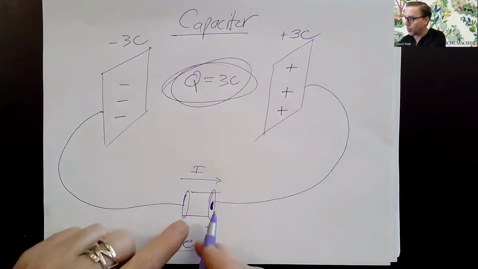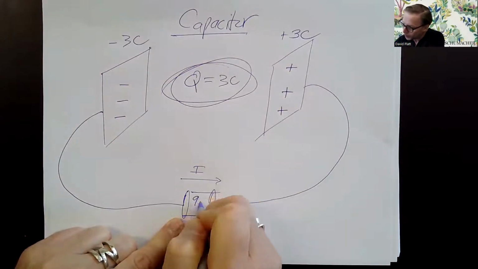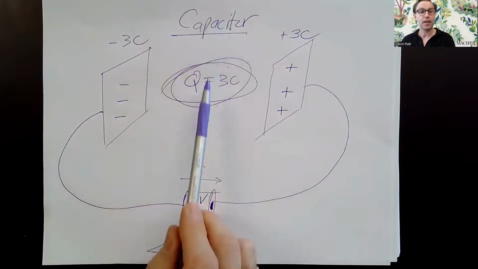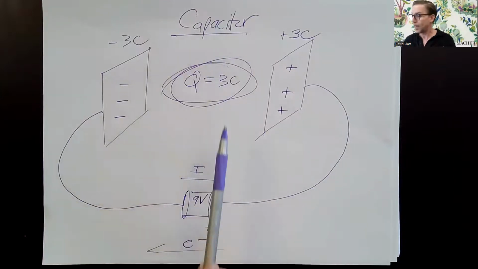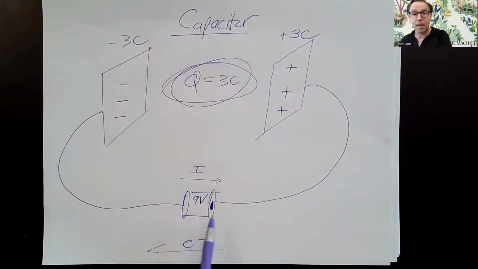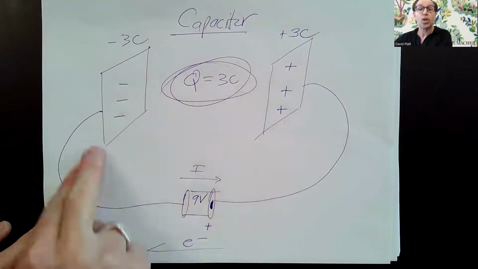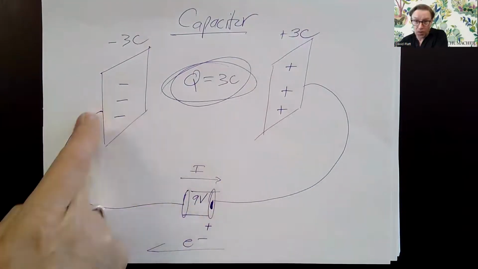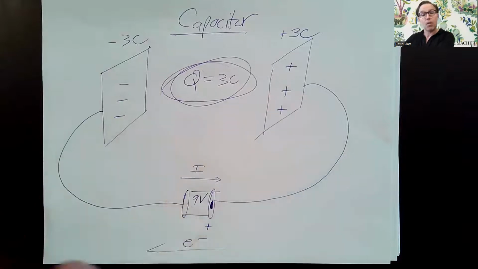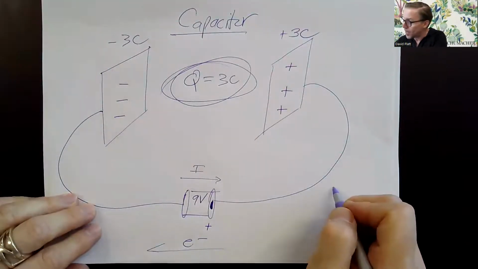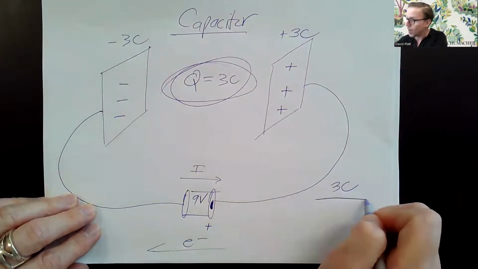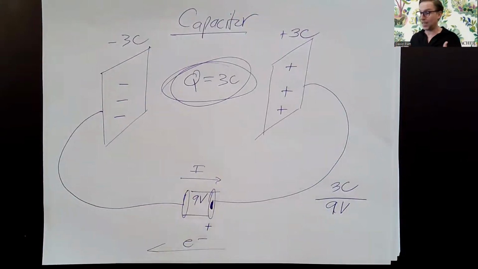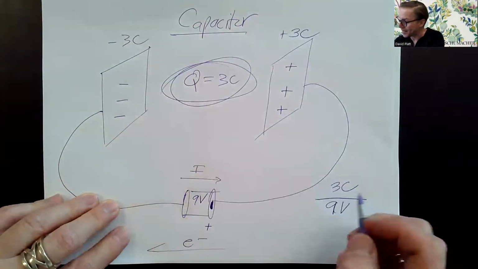And let's say that this was a 9-volt battery. Well, I'm not just going to say the capacity is 3 coulombs, because if I changed this to an 18-volt battery, then all of a sudden more current would flow. Oh, if I change this to a 6-volt battery, current would go back. 6 volts wouldn't be enough. So the way this is set up, I've got 3 coulombs per 9 volts.